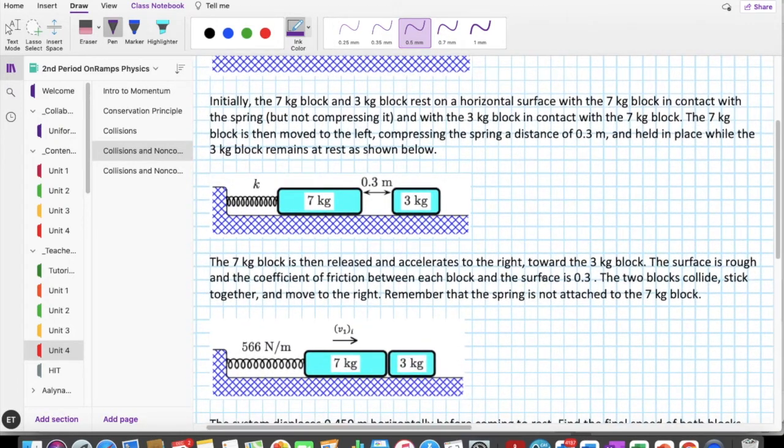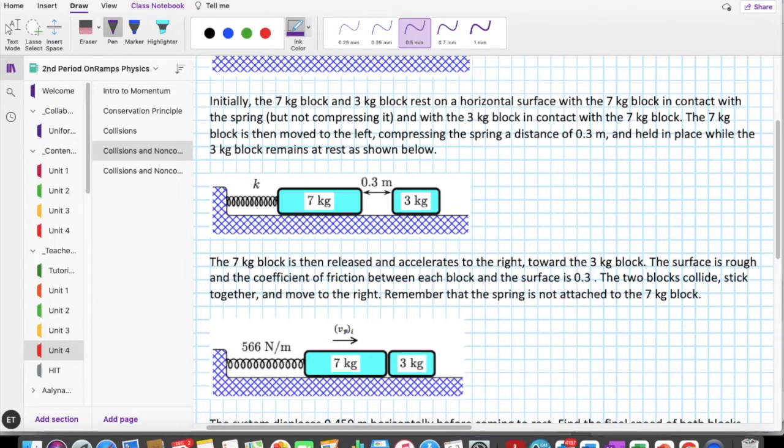The 7 kilogram block, I'm reading this, is then released and accelerates to the right toward the 3 kilogram block. The surface is rough and the coefficient of friction between each block and the surface is 0.3. The two blocks collide, stick together, and move to the right. Remember that this spring is not attached to the 7 kilogram block. So now the spring is decompressing. It's pushing the 7 kilogram block to the right.